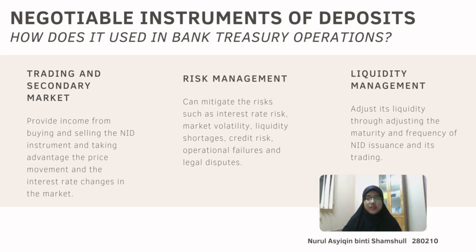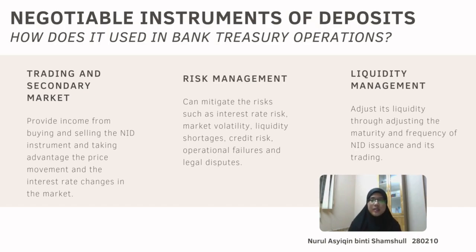How is the instrument used in a bank treasury operation? NID is used in a bank treasury operation to raise funds or invest surplus funds in the short-term money market. NID is a low-risk and flexible instrument which may help the bank to manage its cash flow and profitability. NID can be based on a fixed coupon or floating rates, or a combination of the two rates.